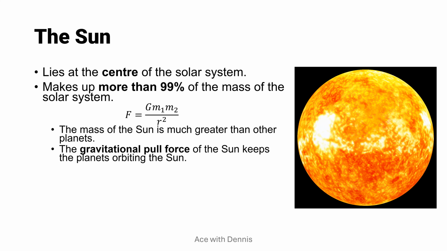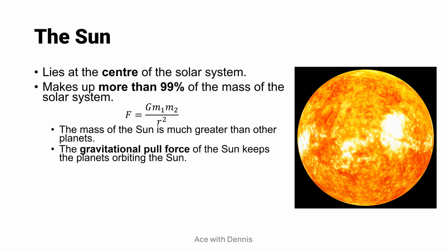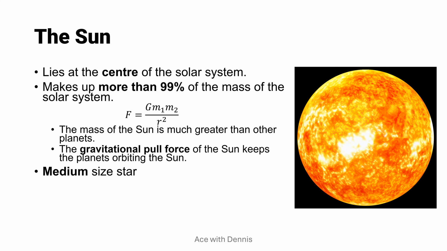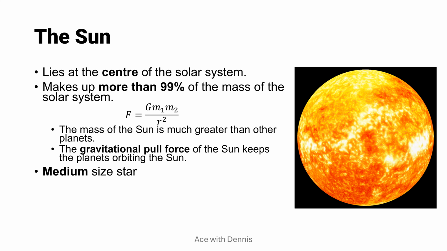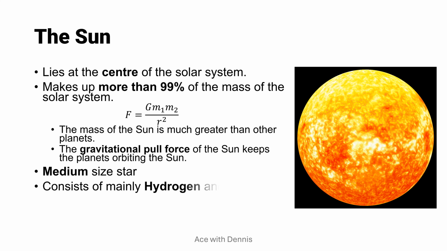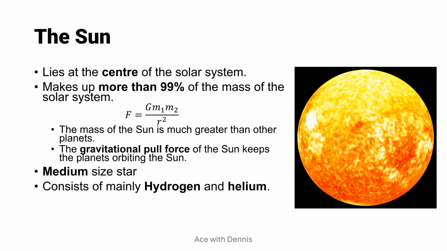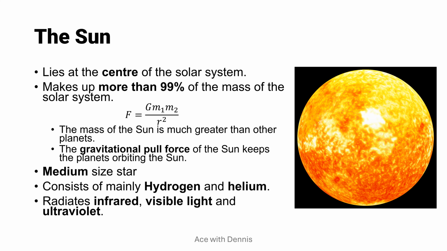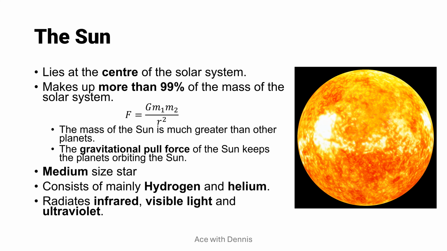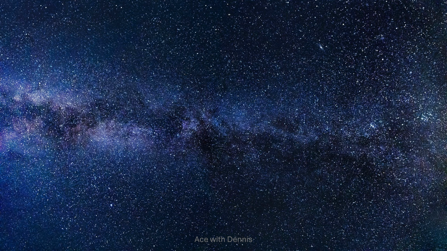We know that the Sun is a very huge star compared to the Earth, but it is actually a medium-sized star compared to other stars in the universe. It consists of mainly hydrogen and helium, and it radiates infrared, visible light, and ultraviolet. If we look up at the sky, especially at night, this is what we will see. The sky is full of white dots. These white dots mainly are the stars which are very, very far away from us.